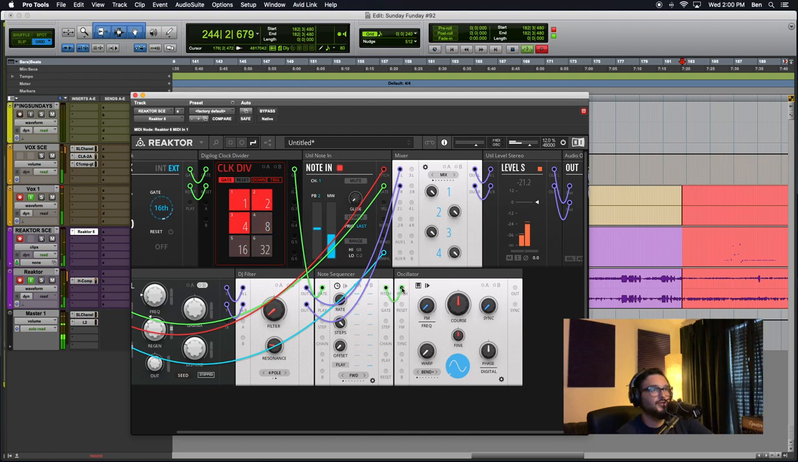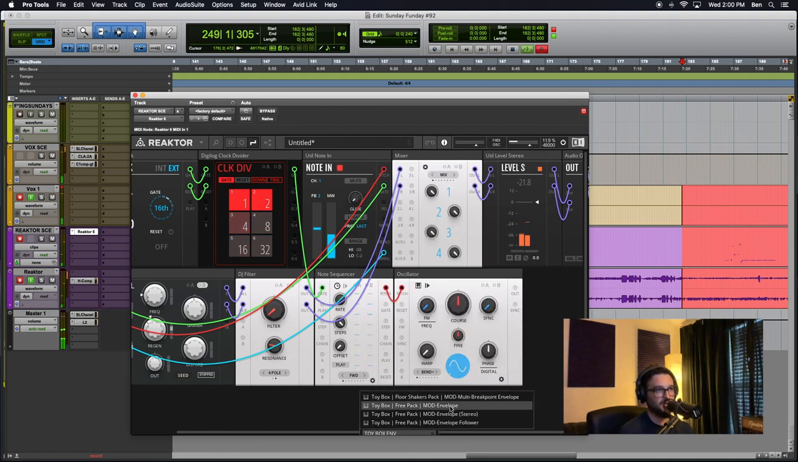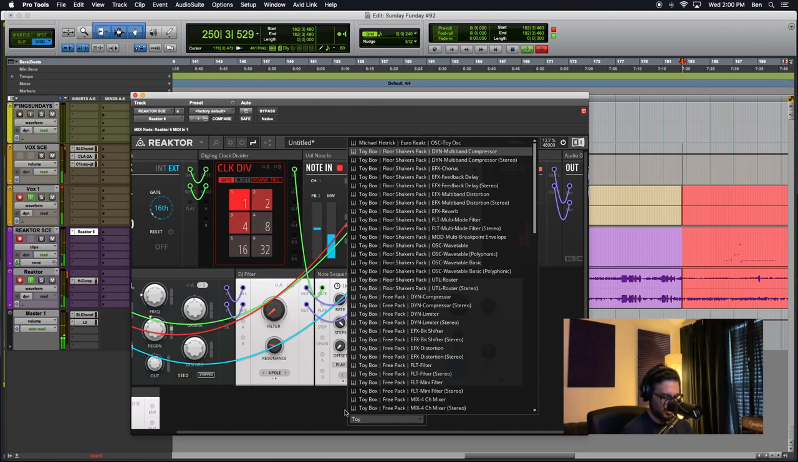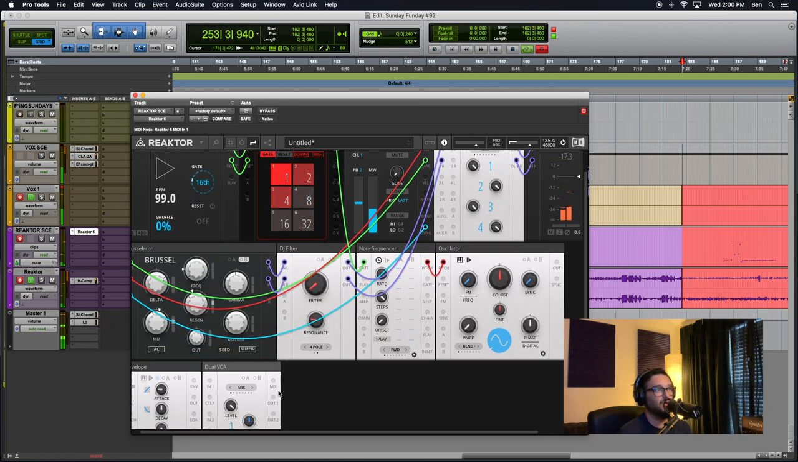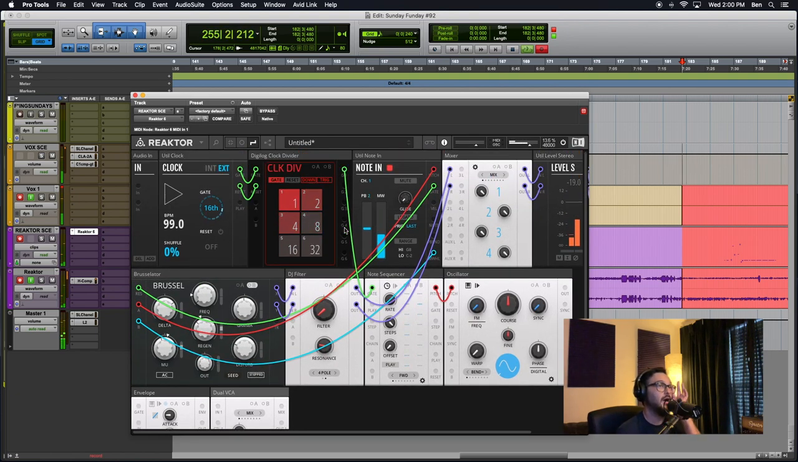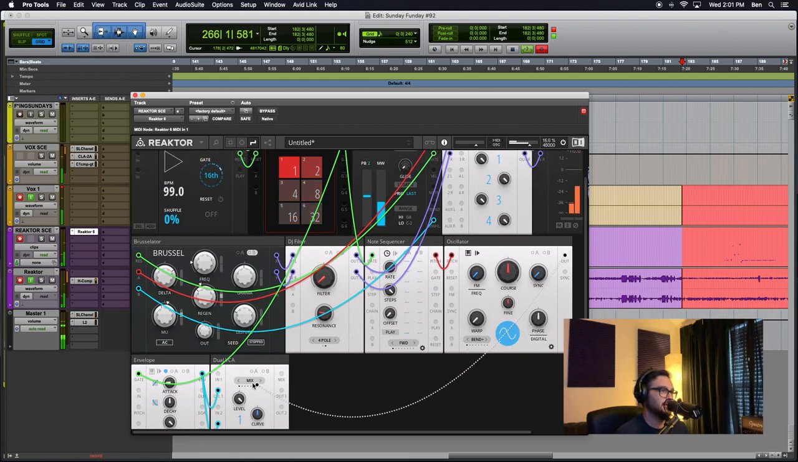So this is going to control the pitch. And then what we also want to do is just get a basic envelope set up, and also a VCA. So let's go ahead and get this going here as well. And go ahead and set the gate up here for the envelope. And then the envelope will control the VCA.